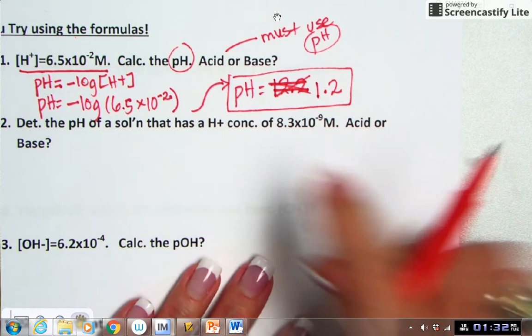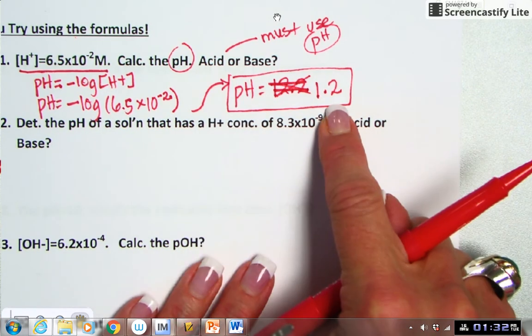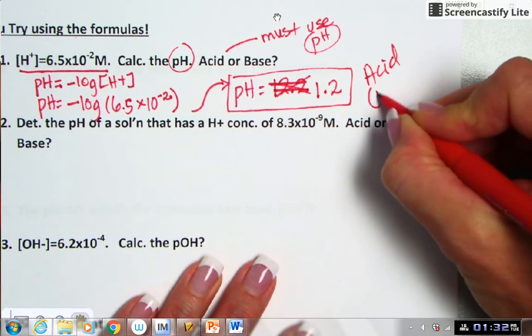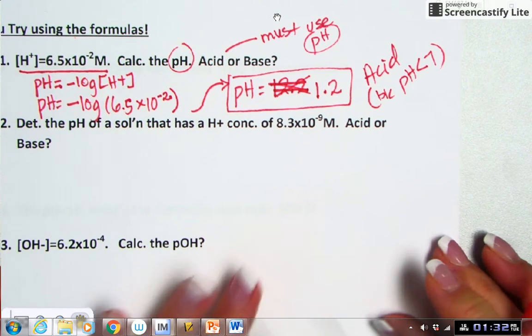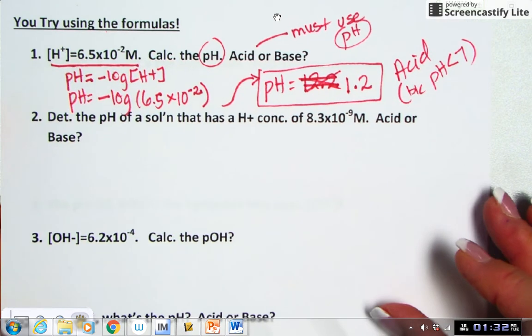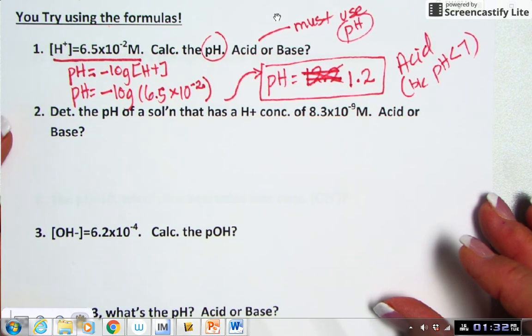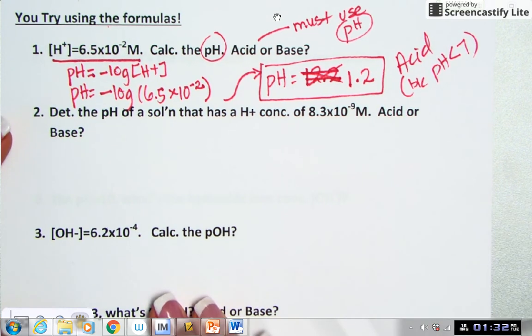Okay? So the second part of the question said, is this an acid or a base? Well, since the pH is less than 7, this is an acid. Okay, that's because the pH is less than 7. Okay, pause the video and try number 2 on your own, and then once you have been given time, restart the video and check your answer. I'm going to go ahead and continue for time's sake, but please pause the video now and work on number 2.